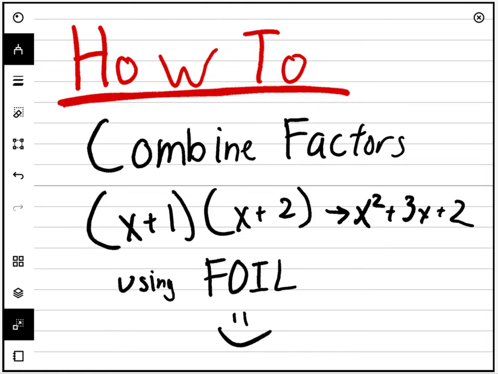We're going to learn how to combine factors, like x plus 1 times x plus 2, into this form, x squared plus 3x plus 2. We're going to be using FOIL, which stands for first, outside, inside, last. All right, let's do some examples.